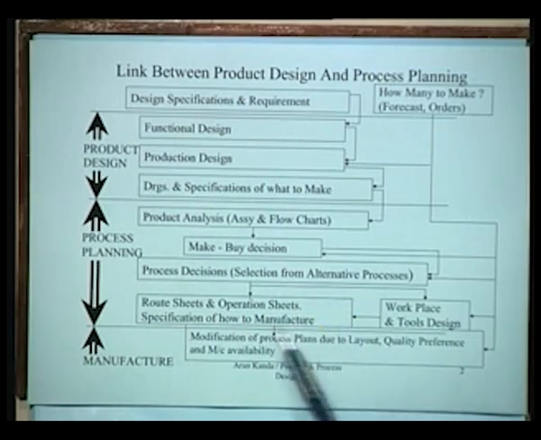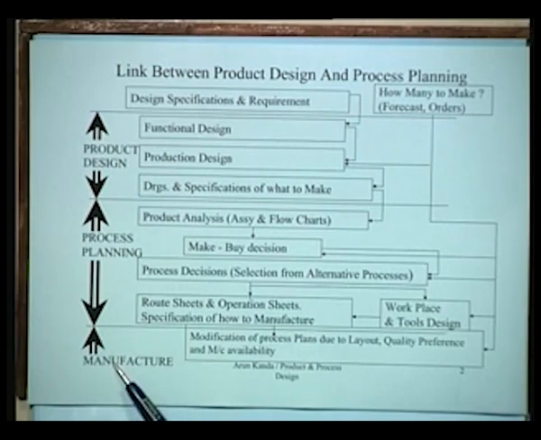Now another important thing in these route sheets and operation sheets is a specification of the workplace and tools design. That means what kind of tools are going to be used, what is the specific workplace, and so on. So along with the operation sheet, this information is generally available. So these are the route sheets which govern the manufacturing process.